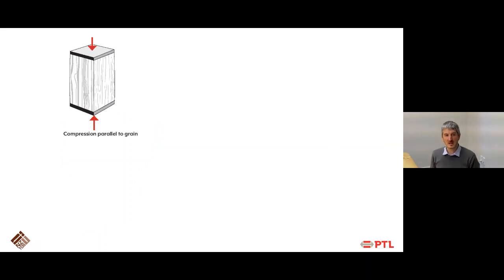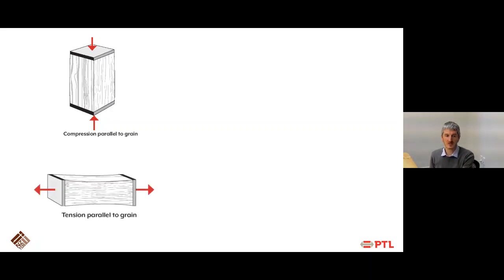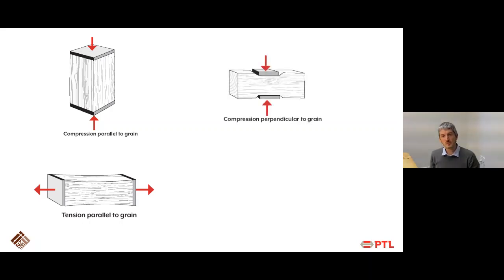Now, if we load the cell walls, if you load the grain of the timber in the parallel direction, it can resist some quite high compression loads. Similarly, it can resist tension loads, again, parallel to grain. If we compress the timber perpendicular to grain, we're going to squash those tubes and it deforms. The timber will plasticize, but it will not break straight away. It will just deform in its size.